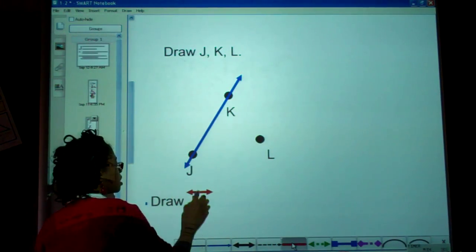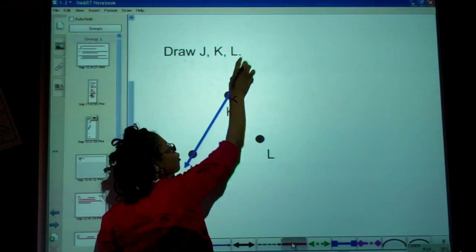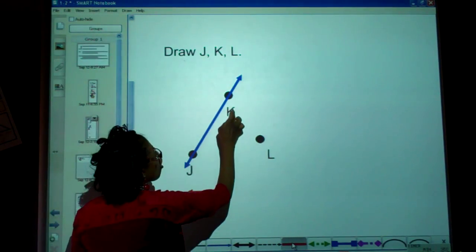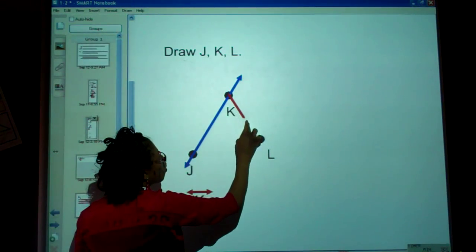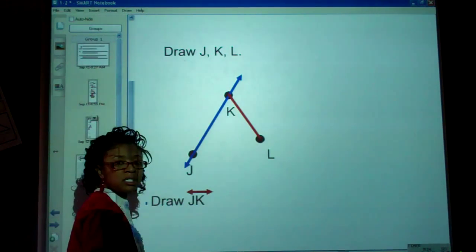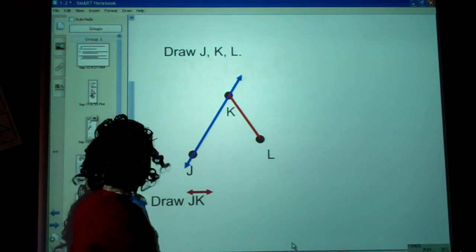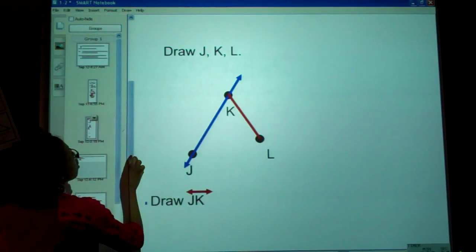I could have extended this line all the way here or further up. But on the segment, I have to be exact. It says to draw it from K to L. That means I must go exactly to both points. I cannot extend. And this is the symbol for segment. No arrowheads on it. So now we've done step number 3.